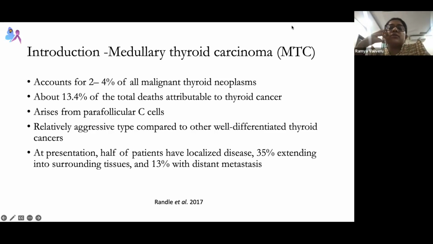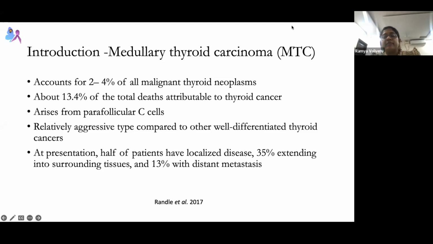I will brush through all those things. It's not just for the exam, but once we go out also we have to keep in mind that for MTC, surgery has to be the most important treatment. MTC accounts for less than 4% of all the malignant thyroid neoplasms, and about 14 to 15% of the deaths because of thyroid cancer. It arises from parafollicular C cells. It's not a follicular one, it's a parafollicular one, and it is a relatively aggressive type.